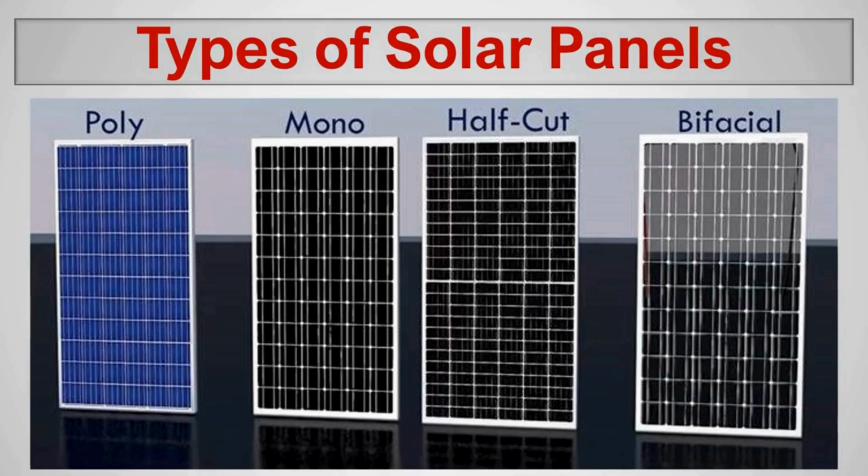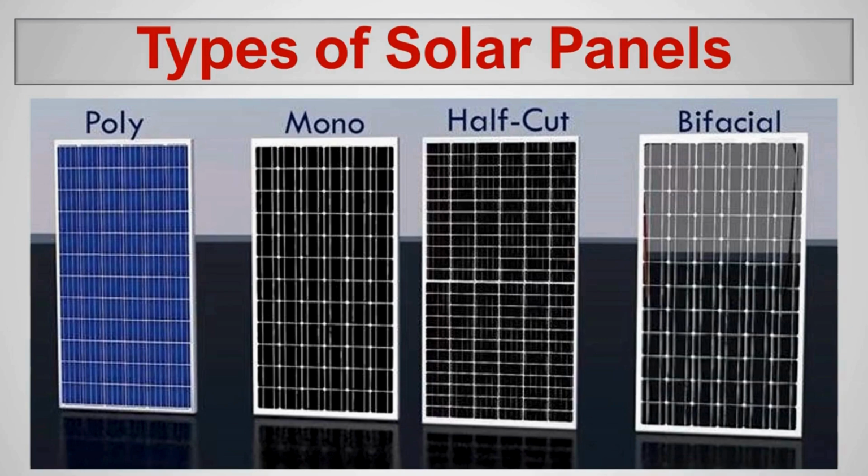Hello everyone, today we are going to discuss the material aspects of solar panels. There are different types of material we use for solar panel manufacturing. So we are going to discuss what the different types are and why we use them.